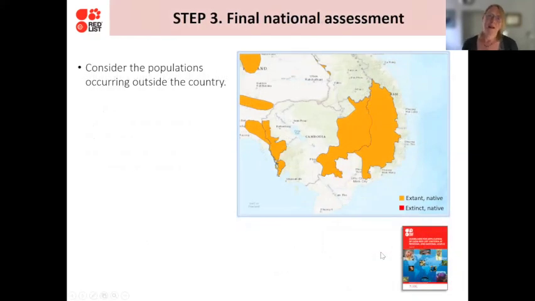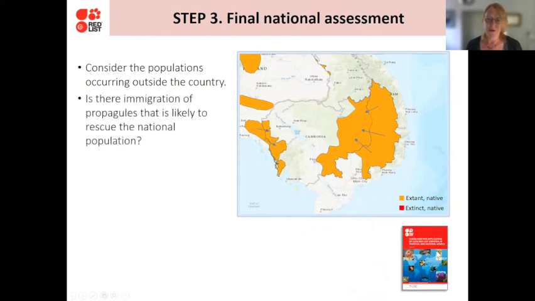Step 3, you're now into the final national assessment, and this is where it can get a little bit tricky, because you're now having to consider what is happening outside of your country. Where are the nearest populations? Is there immigration happening? Are we relying on that immigration? How is it affecting the population within, in this case, Cambodia?